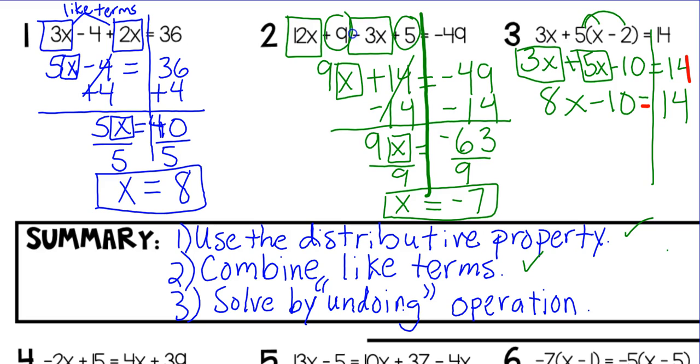I have to put a box around the x, yes. That's the strategy I'm using, putting a box around the x, so I can keep up with that variable. So now I undo subtracting 10 by adding 10 to both sides.